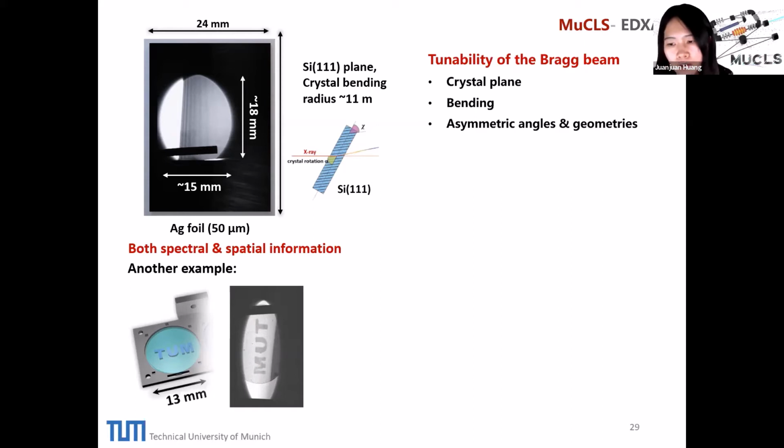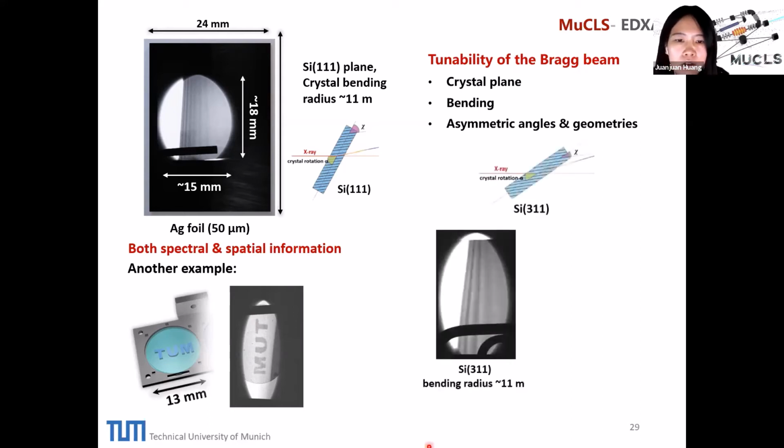The Laue beam is also tunable by tuning the crystal plane, crystal bending, asymmetry angle, and different geometries. So here I give you some examples. This picture was obtained using the silicon 111 plane of a silicon 100 wafer. By a simple rotation without changing the crystal, the crystal plane can be rotated to silicon 311, and the total energy range is changed significantly. You can see the space between fringes is much bigger now.